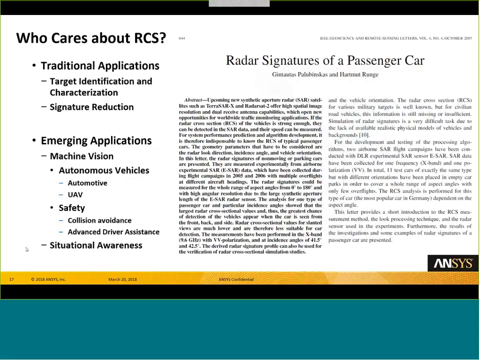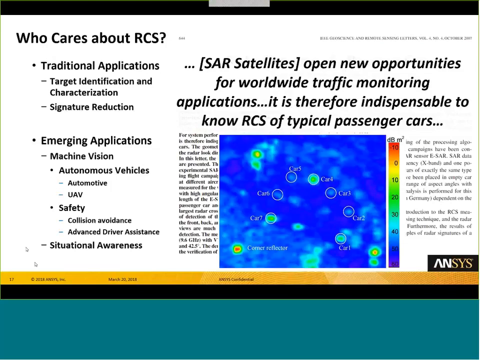So finally, in the category of situational awareness, that involves a large space where radar imaging can really add to the intelligence of decision-making systems. Here's just one example that we pulled from a publication on remote sensing, where synthetic aperture radar satellites are being proposed as a way to develop global traffic monitoring systems. And in this application, the RCS of passenger cars is really indispensable in applying this type of monitoring technology.